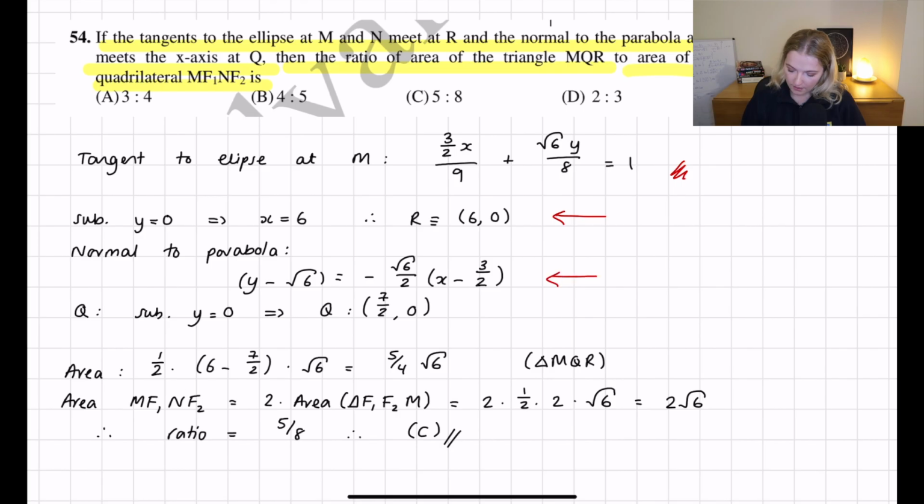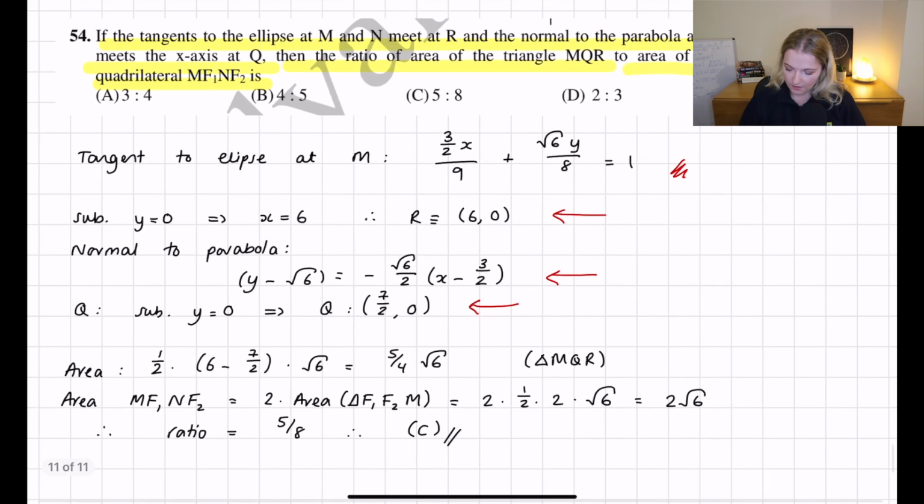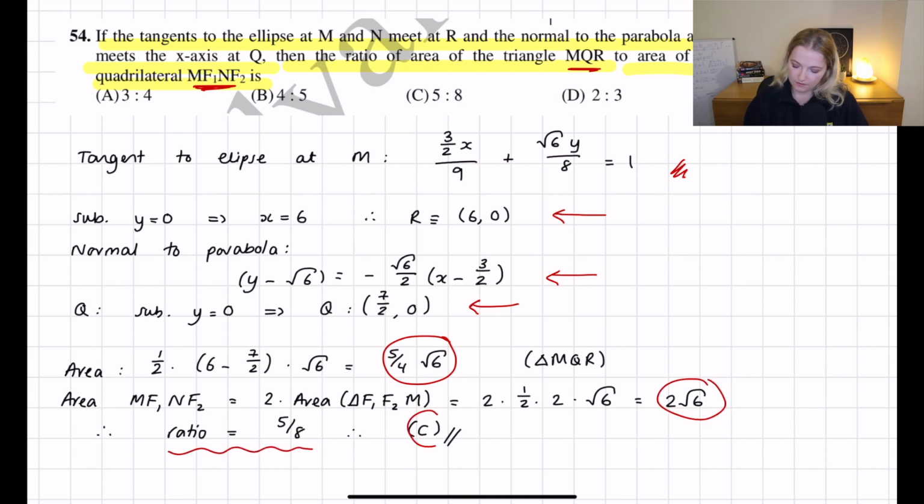Now again, we can do similar and find the normal to the parabola. We get this value here, we substitute y equals 0 in again, and we get a value for Q. Then all that's really left to do is look at the triangles formed by MQR and this quadrilateral here, and that is just some simple geometry. You find that the area of MQR is given by this here, the area of MF1NF2 is given by this here, and when you calculate the ratio, you get 5/8, and so C. So C is the answer here.